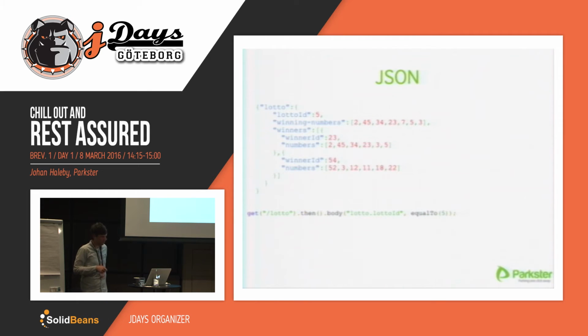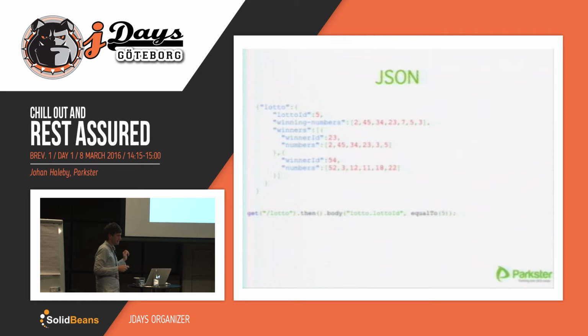So this is how it looks with the REST Assured API. You do a GET request to lotto, and we say that this lotto resource returns this JSON. Then we can validate that the lotto ID returned in the response is equal to 5. And equalTo here is a standard Hamcrest matcher, if you're familiar with Hamcrest. It ships with JUnit, for example. So this is stuff that you may already know.